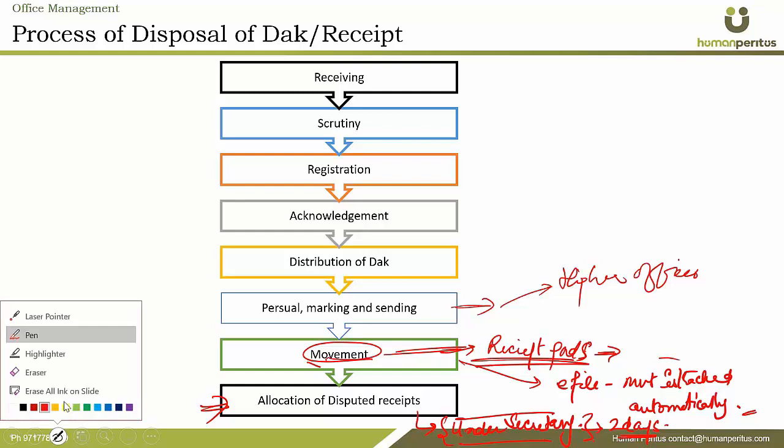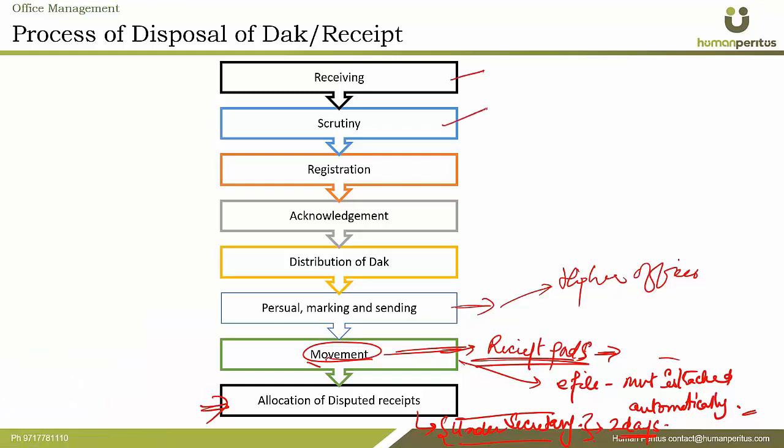All right, so this was the process of DAC and the receipts disposal, which is receiving, then scrutinizing, then registration, acknowledgement, distribution, perusal marking and sending, and then finally movement and the allocation of the disputed DAC. We can mark it as one stage also, and we can read it in different parts as well.